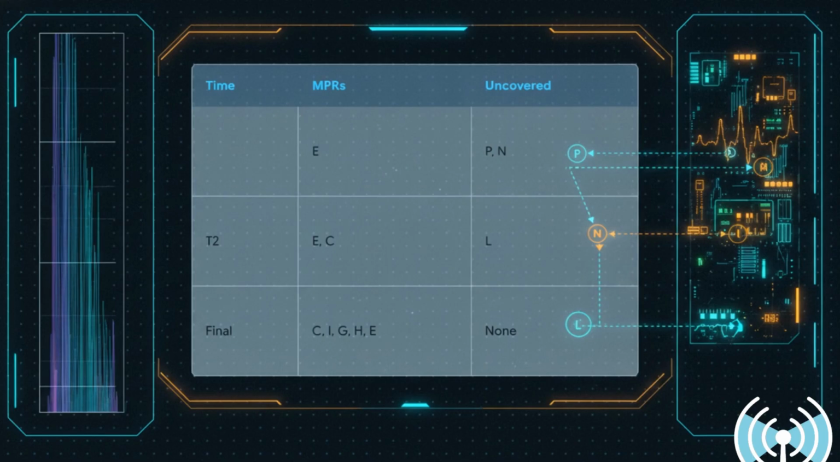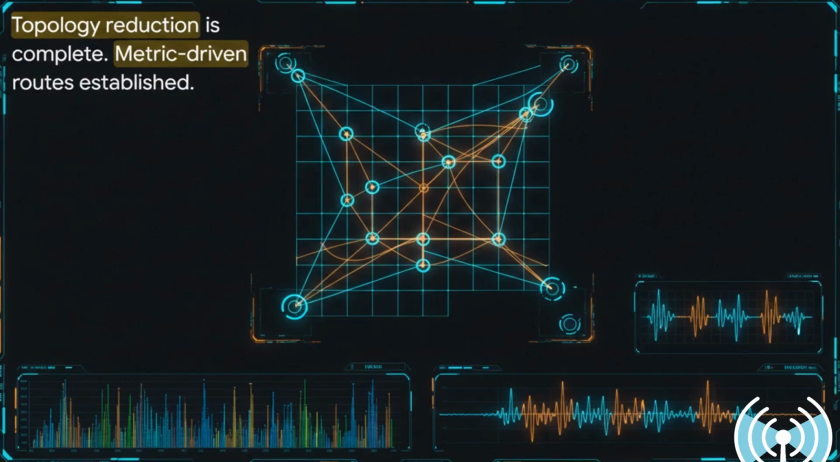Looking at this live telemetry log flowing from NetSim, we see node U's logic play out perfectly. It dynamically selects node E first. Why? Well, because node E provides simultaneous coverage to multiple 2-hop targets, specifically nodes P and N, giving it the highest degree of connectivity on the board. Then, to reach node L, it selects node C. It just continues to iterate on this logic, dynamically adapting until the MPR set fully stabilizes at nodes C, I, G, H, and E.